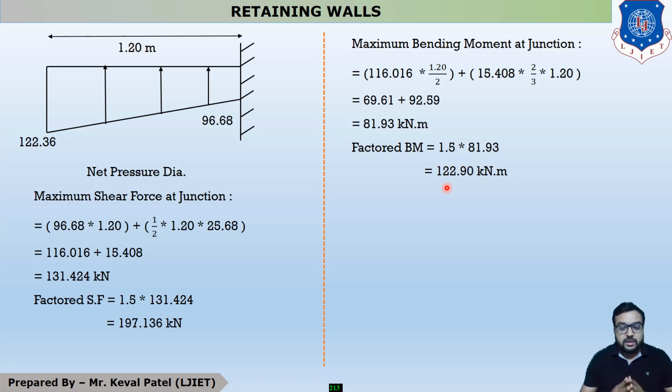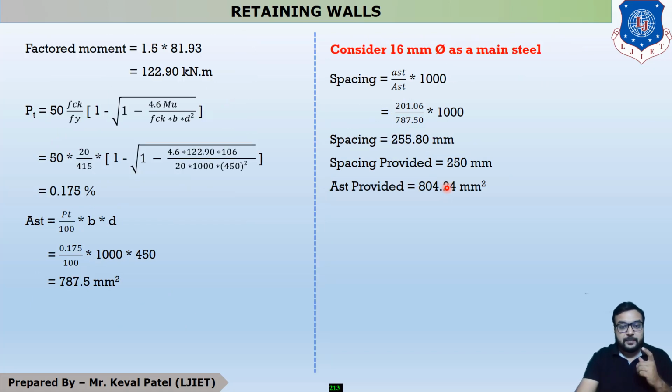So students, you all know that after calculating the bending moment, the next step is to find out PT. PT means percentage of tensile reinforcement. So what is the equation of PT? The equation of PT is 50 FCK by Fy, into 1 minus under root 1 minus 4.6 Mu by FCK BD square.